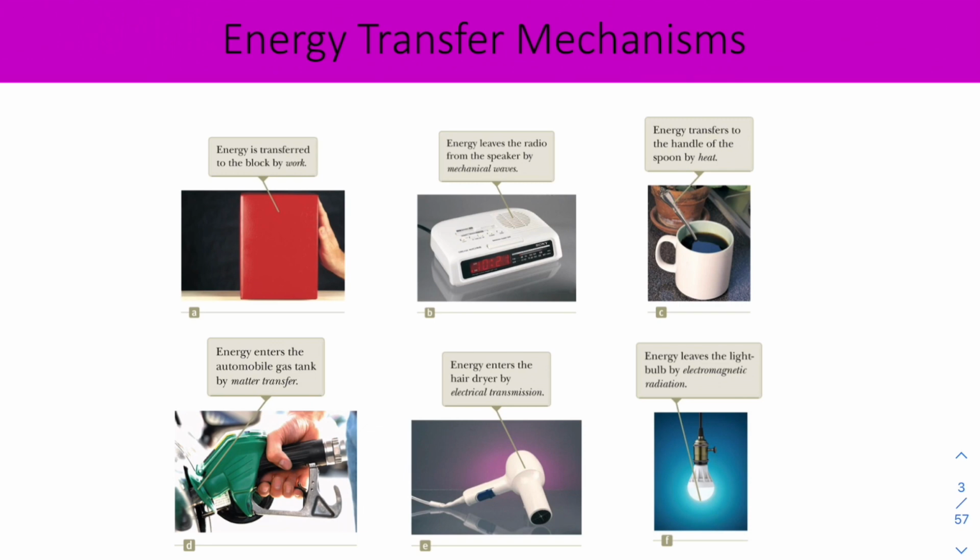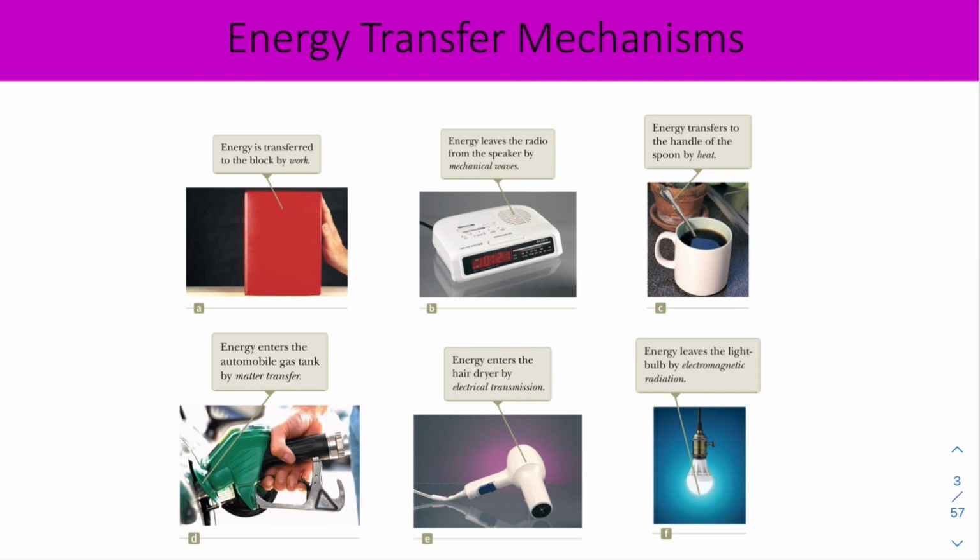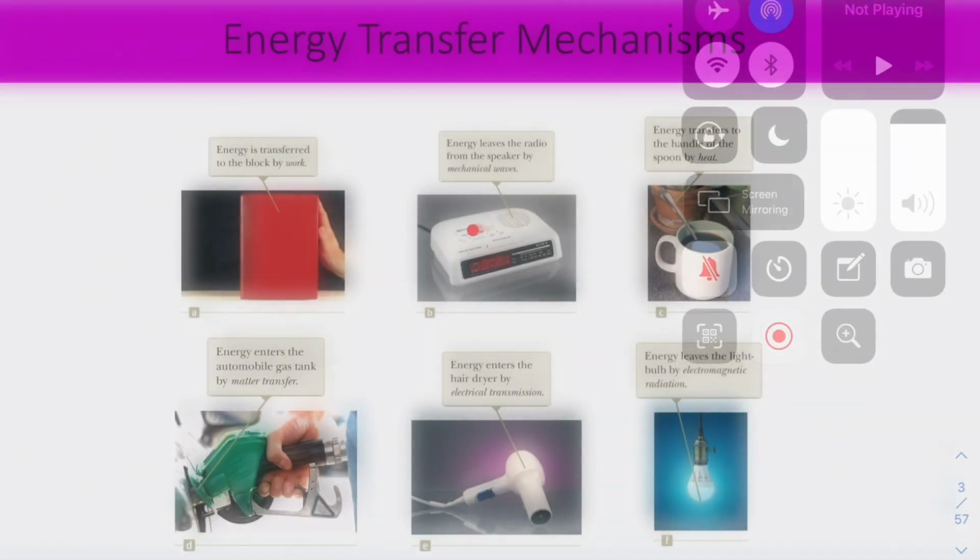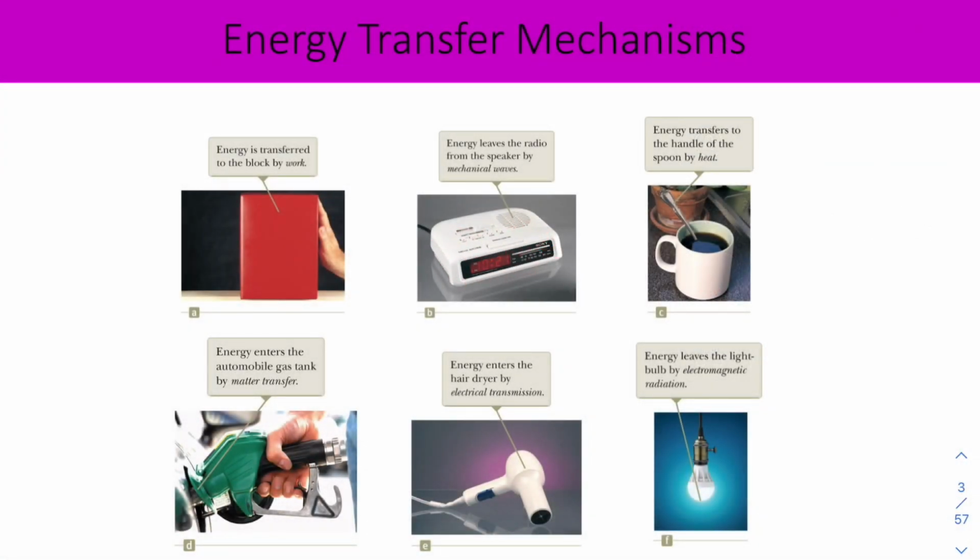For example, in this figure A, energy is transferred to the block by work done by the hand. Energy for a radio, which can also be used as a clock here: energy leaves the radio from the speaker by mechanical wave. There is a transfer of energy from the system to the environment. And see here we have a mug of hot coffee. Energy is transferred to the handle of the spoon by heat.